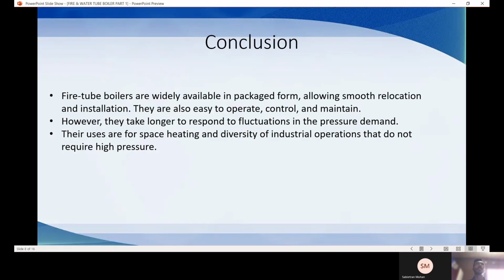Conclusion. Fire tube boilers are widely available in packaged form, allowing smooth relocation and installation. They are also easy to operate, control and maintain. However, they take longer to respond to fluctuations in the pressure demand. Their uses are for space heating and a diversity of industrial operations that do not require higher pressure. Now I pass this to my friend Sabitran.